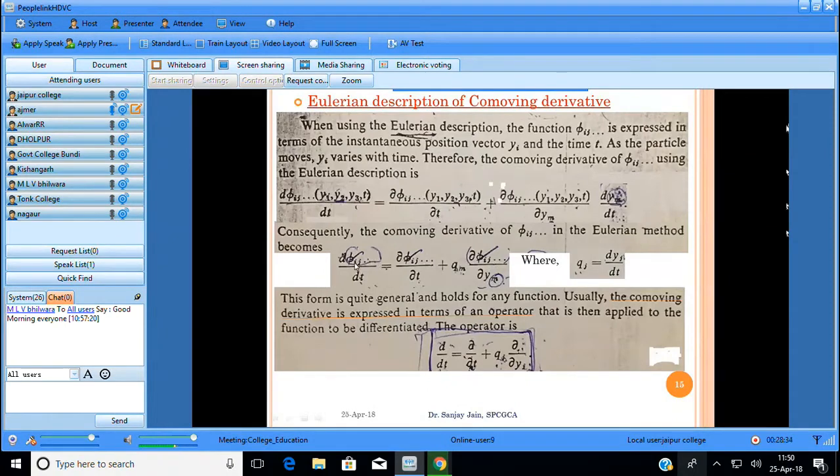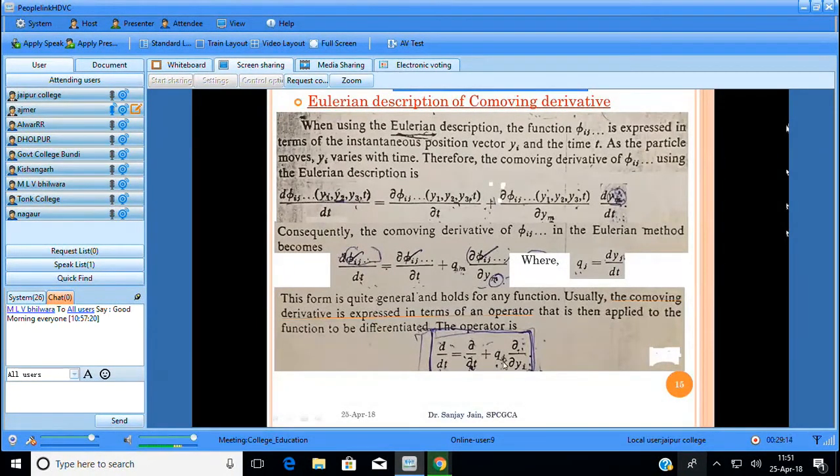So what we are seeing here is that phi i, phi ij are properties, and the remaining are operators. The property may be any property, so here I remove the properties and take a relation between operators. This is a quite general form, holding for any function, meaning any property. Usually the co-moving derivative is expressed in terms of an operator that is then applied to the function to be differentiated. The operator is what remains when we remove these three terms. So we get the operator d by dt, del by del t.